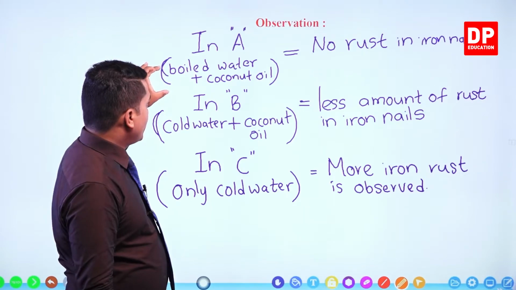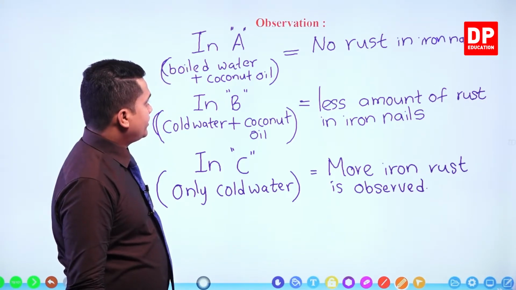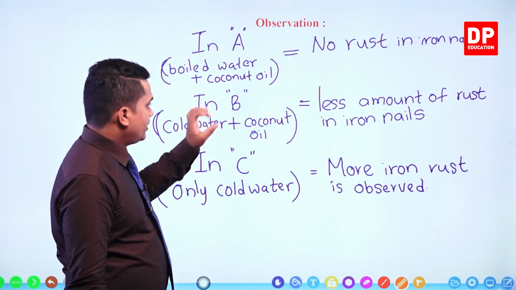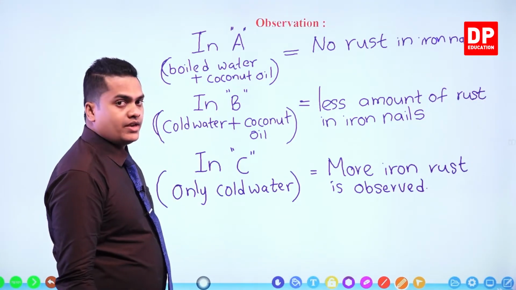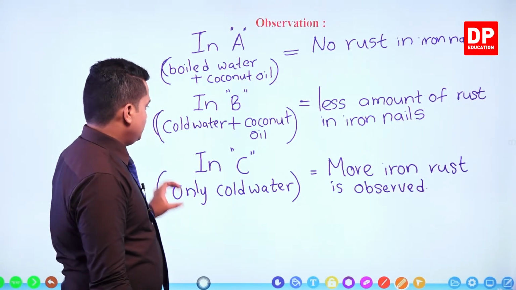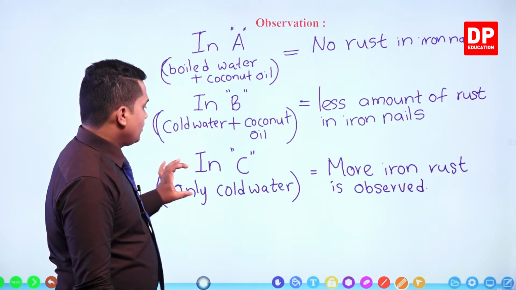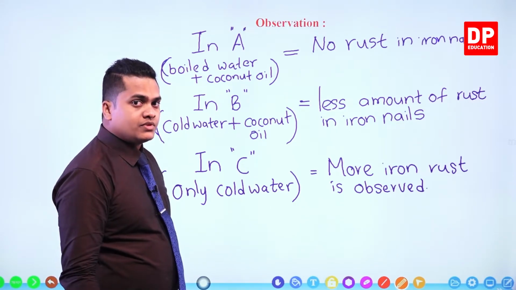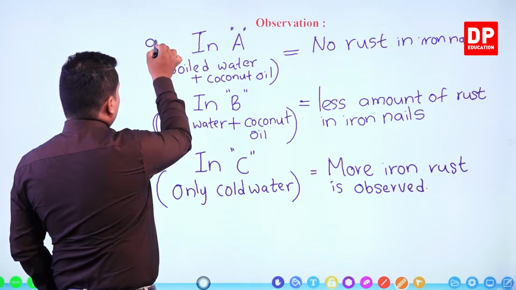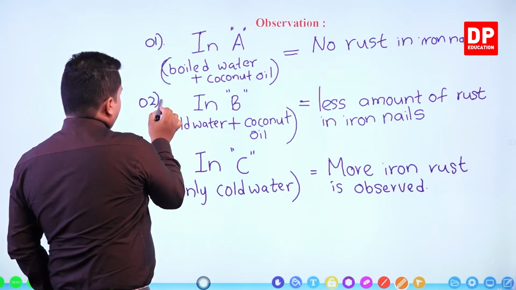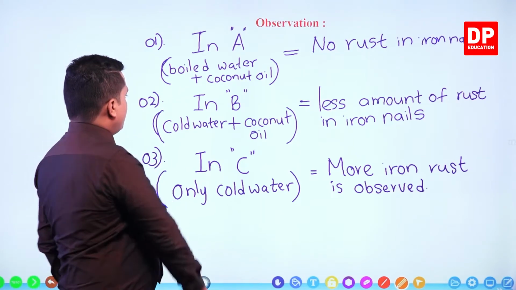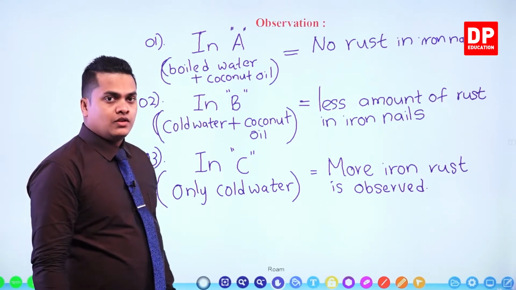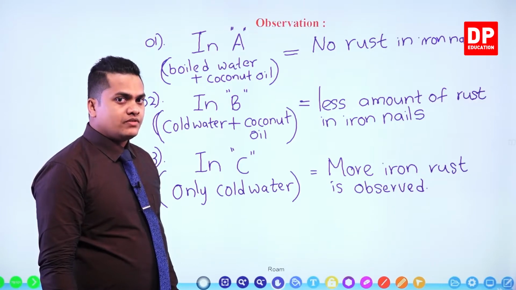In A, where we use boiled water and coconut oil, no rust. In setup B, where we use cold water with coconut oil, less amount of iron rust in iron nails, right? Then in C, only cold water, more iron rust is observed. So these are our observations, my dear children. So I'll name those as 1, 2 and 3. 3 observations from the 3 setups, right? What is the reason for this kind of observation?